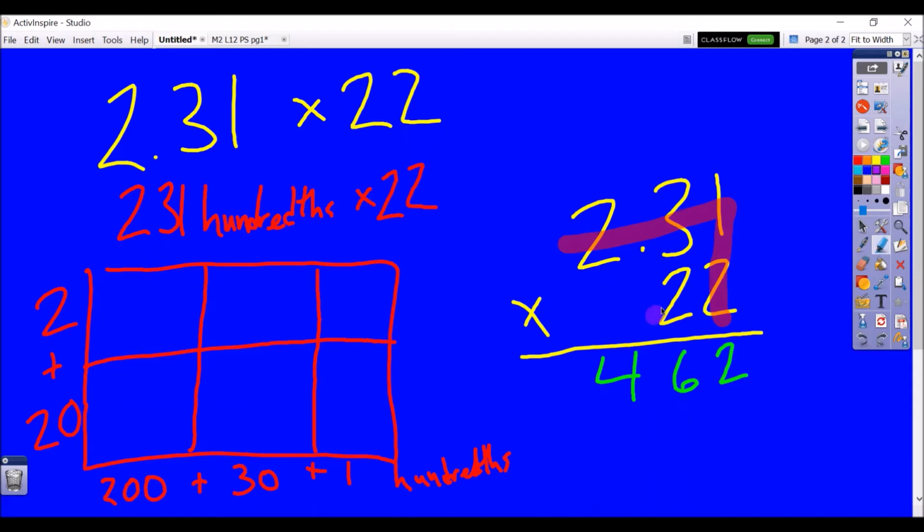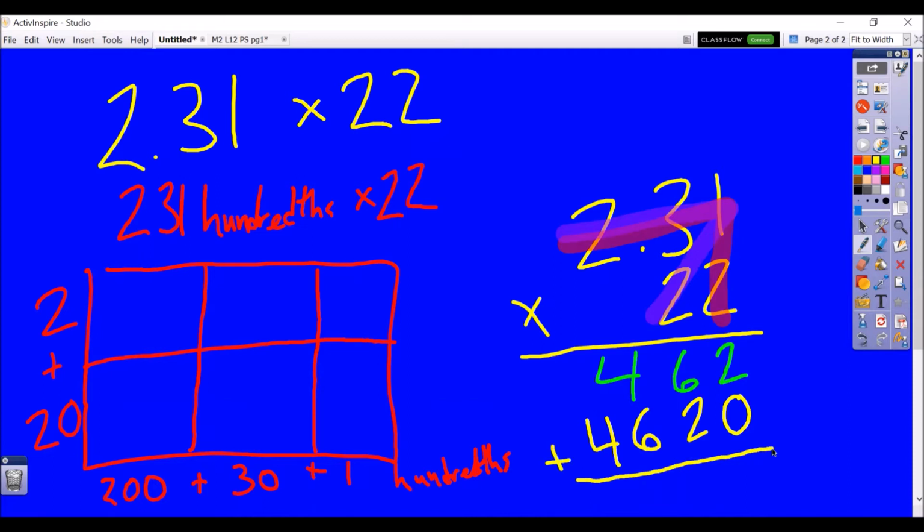So now we can do our 2 tens times the top number, and the same thing's always true. We got to place that 0 to represent the tens place. Now 2 times 1, 2 times 3, and then 2 times 2. Let's go ahead and add those up.